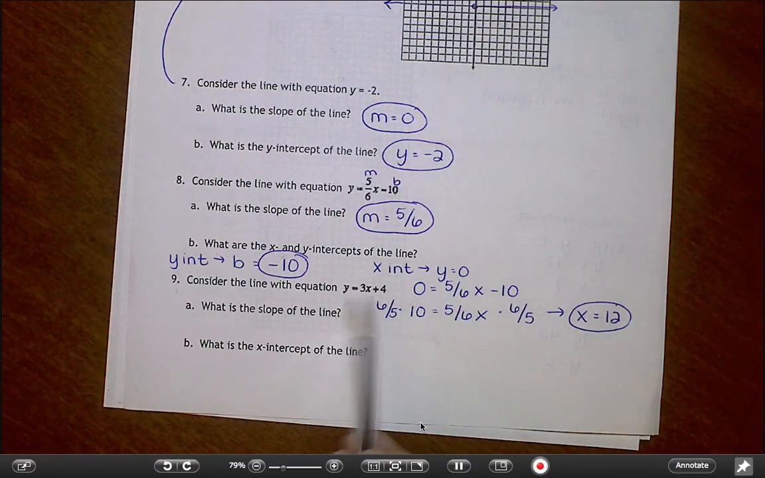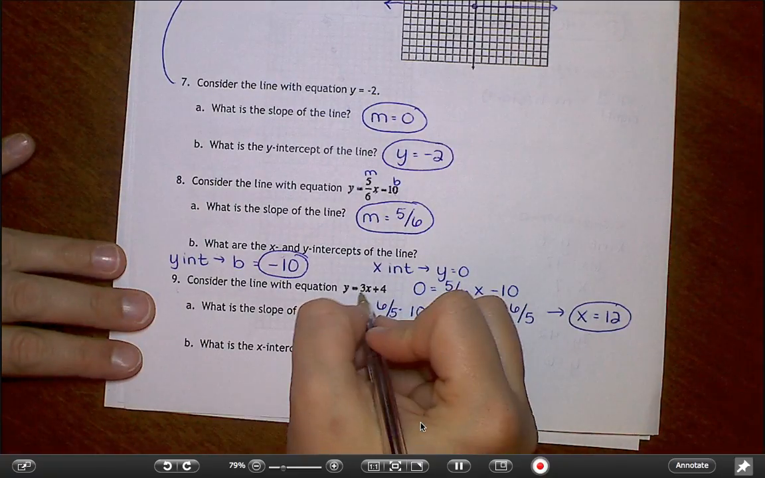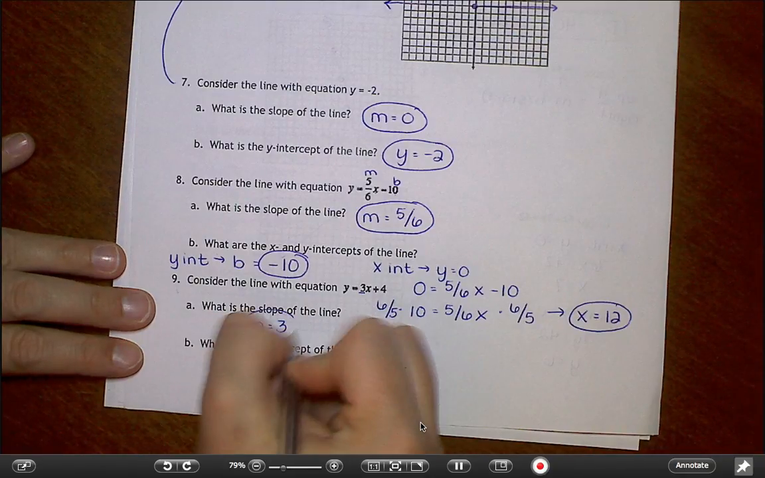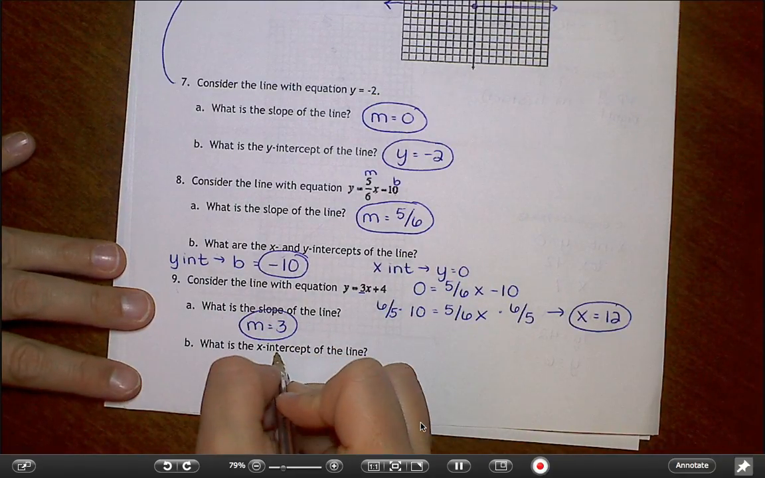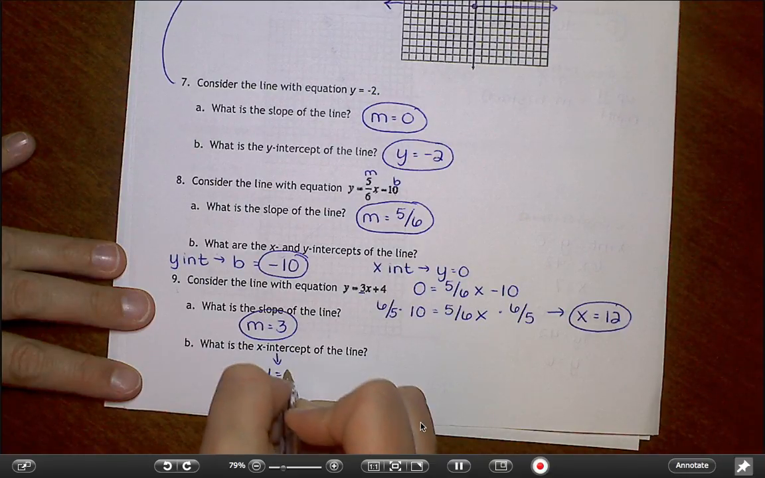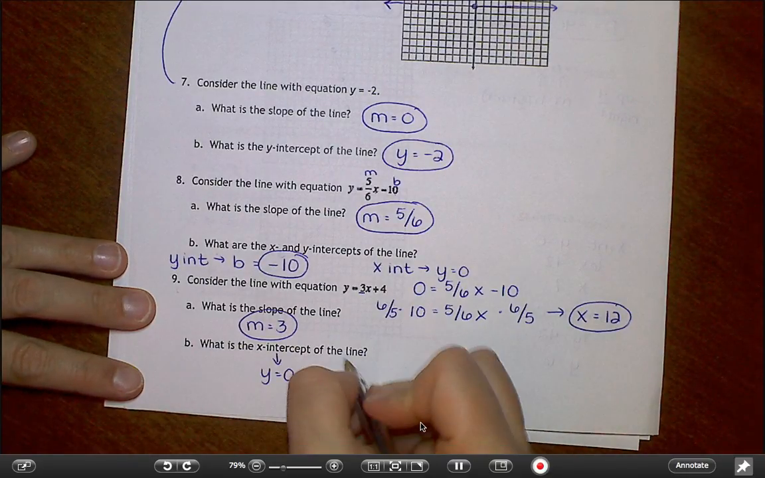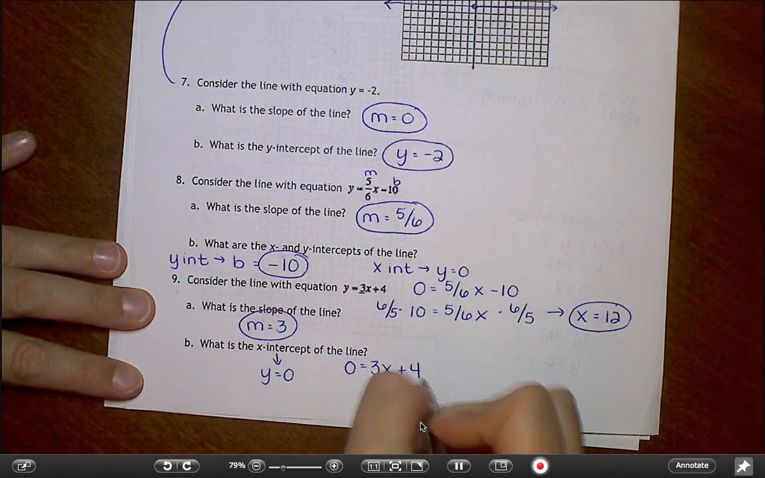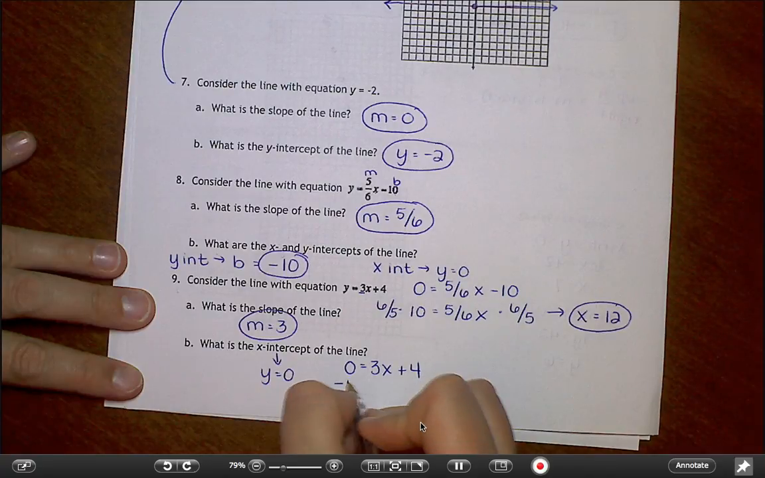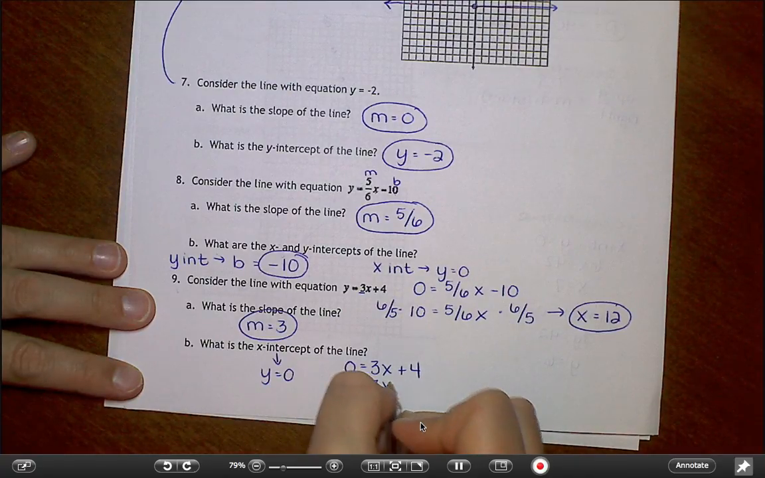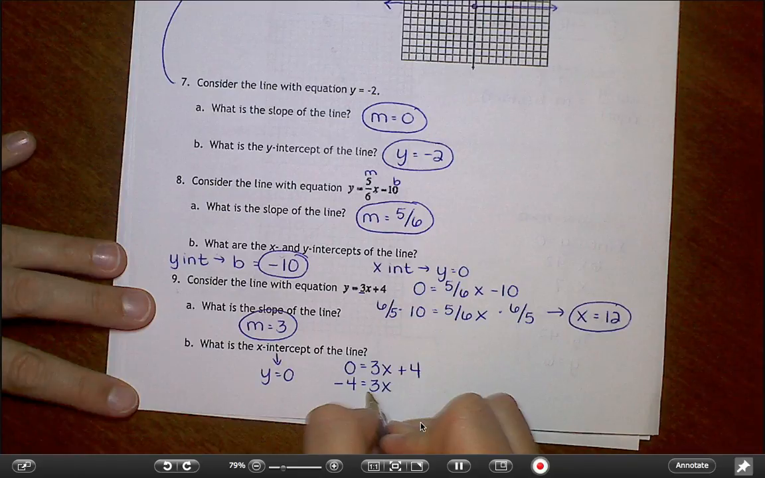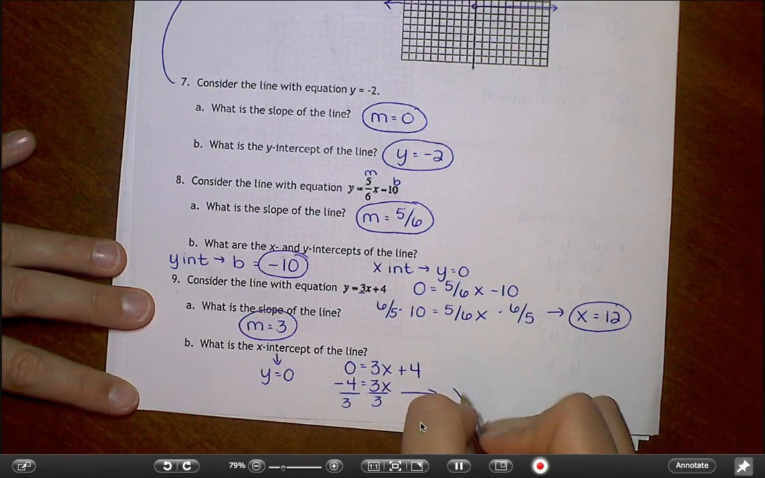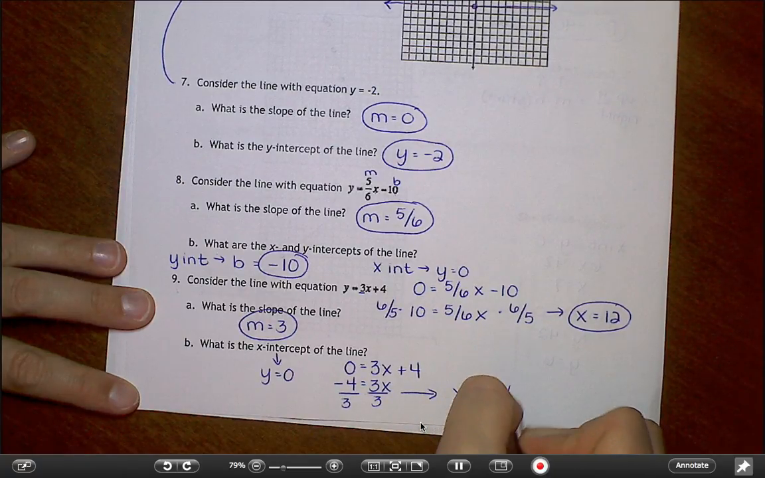Okay, so again, y equals 3x plus 4. Slope of the line would just come from right here, so m equals 3. What is the x-intercept? And again, at the x-intercept, make y a 0. Okay, so I'm going to say 0 equals 3x plus 4. Subtract the 4 from the other side, so negative 4 equals 3x. And then divide by my 3, divide by 3, divide by 3. And I end up with x equals negative 4/3.